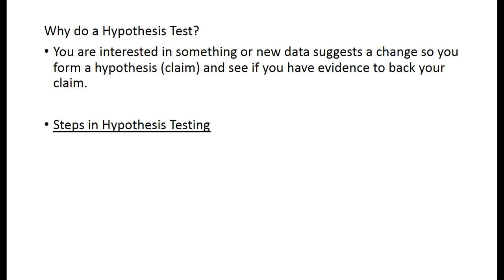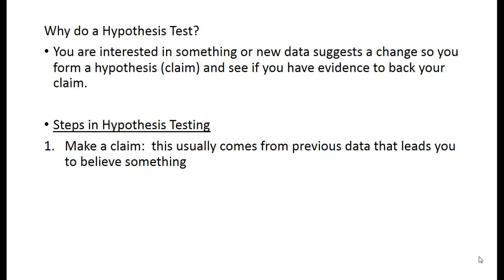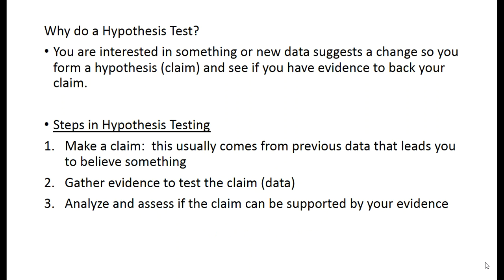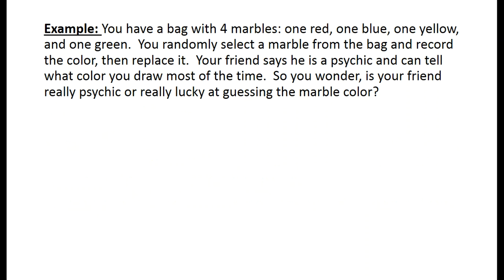When we start talking about the different types that we could do, we'll go into more detail. But right now, this is just the basics. So step one, we're going to make a claim. So this comes from either data that you've collected and you want to make something formal, or you just think something is true, and so you can make a claim based on that. Number two, we're going to gather evidence to test the claim. This is all of our data, so we've been doing this so far in the course. And step three, we're going to take that data, we're going to analyze it and assess if the claim can be supported by your evidence.